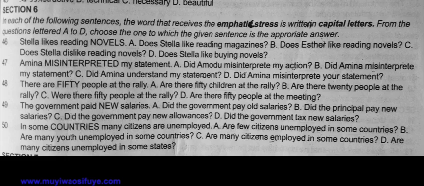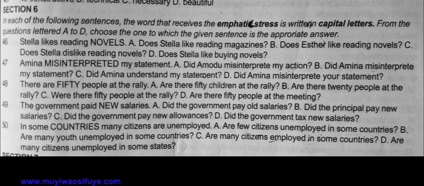The next question reads, Amina misinterpreted my statement. The capitalized word in that statement is misinterpreted.